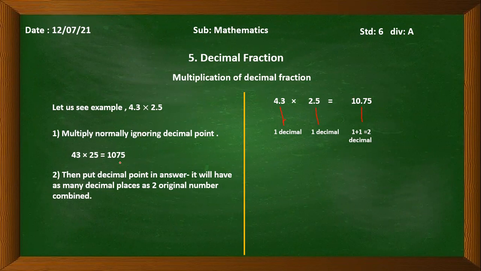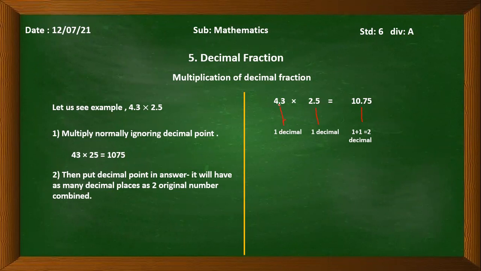That is, what is our answer? 1075. We are going to count from the right side of it. That is 5, 7. There are two digits, right? We have to add two decimals, which means after the decimal point there must be two digits present. So we will give the point here, and we can see after the point there are two digits or two decimals. So our answer becomes 10.75.